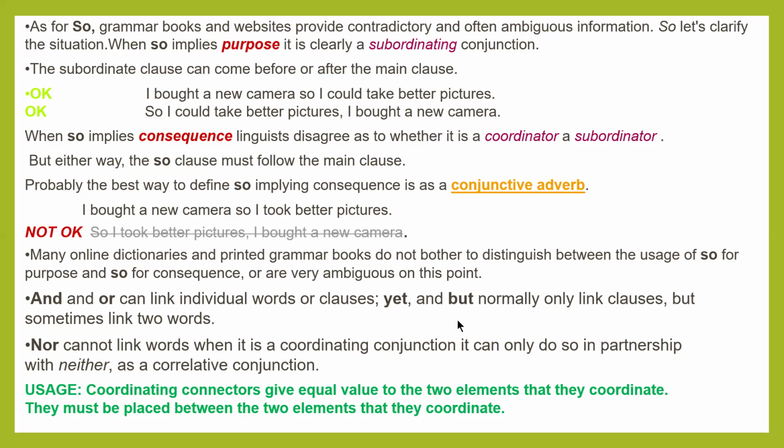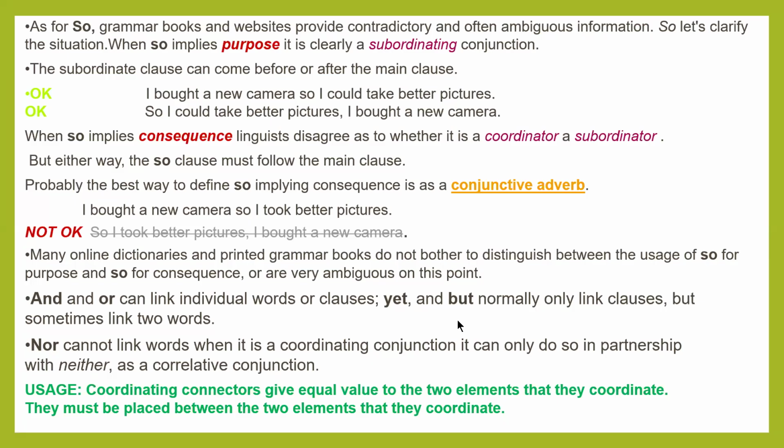A subordinate clause can come before or after the main clause. If we use the sentence, "I bought a new camera so I could take better pictures." If we use "so" at the front of the sentence, "So I could take better pictures about a new camera," it implies consequence. "So I could take better pictures" shows a result.